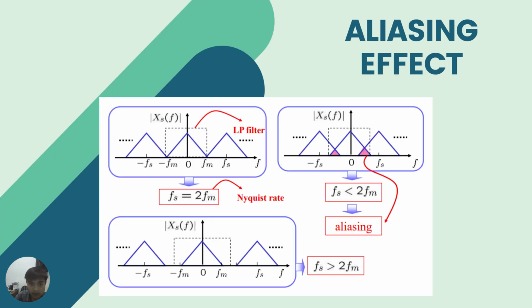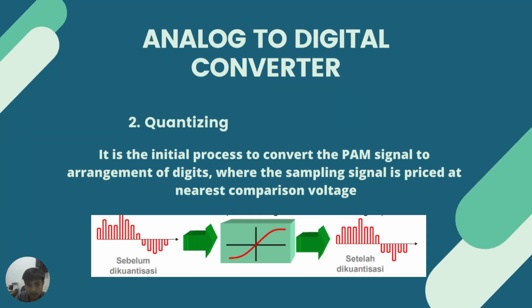This is the aliasing effect. This is when Fs is equal to 2 times Fmax, the Nyquist rate. This is when Fs is more than 2 times Fmax, and this is aliasing. The aliasing was already explained before. Next.